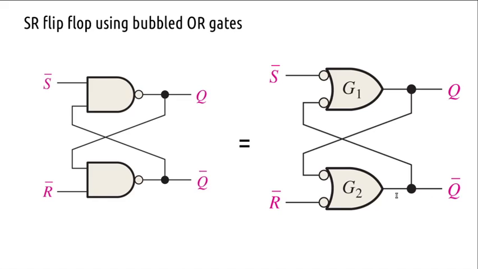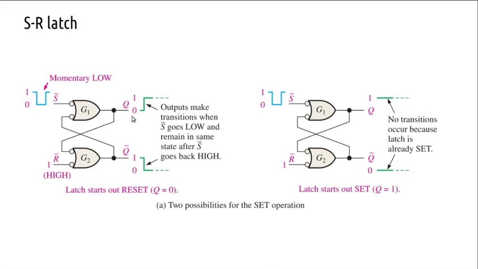Forbidden case, let's discuss. We'll explain why it is forbidden using the bubble OR gate. So this is the case for the set case. Similarly, we'll discuss the reset case and the forbidden case.